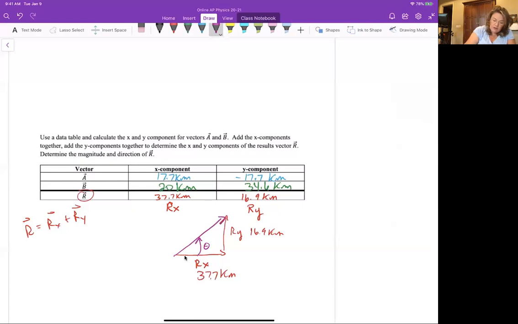Okay, now how do I find R? Well, I have two sides of a right triangle. I use the Pythagorean theorem, so I know that R squared is equal to Rx squared plus Ry squared, and then I solve for R. So R is going to be equal to, what did I find?